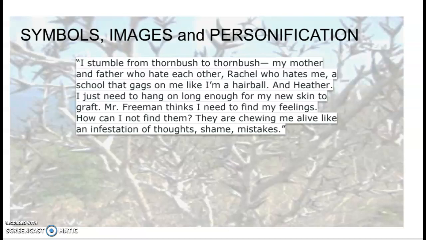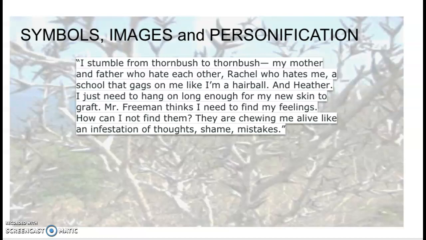I stumble from thorn bush to thorn bush, my mother and father who hate each other, Rachel who hates me, a school that gags on me like I'm a hairball, and Heather. I just need to hang on long enough for my new skin to graft. Mr. Freeman thinks I need to find my feelings. How can I not find them? They're chewing me alive like an infestation of thoughts, shame, mistakes.